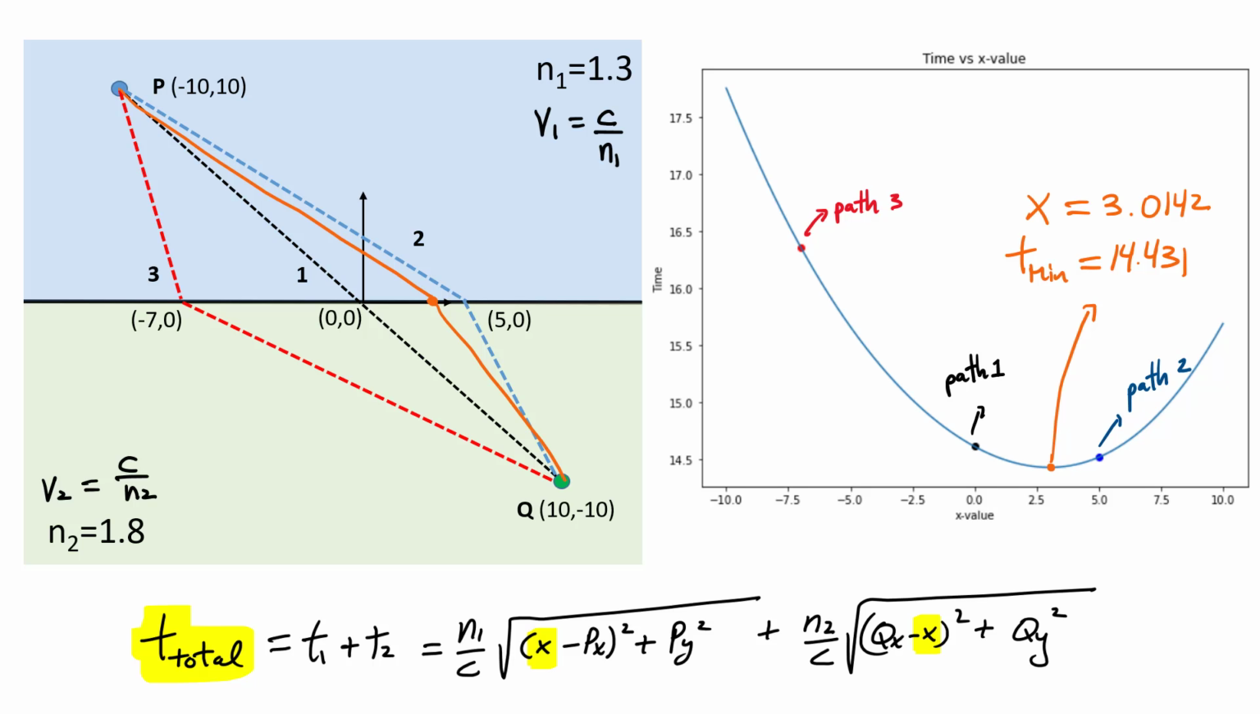And that is the real key to understanding Fermat's principle. Out of all the paths that are possible, there is only one that gives you a minimum amount of time to go from point P to point Q.